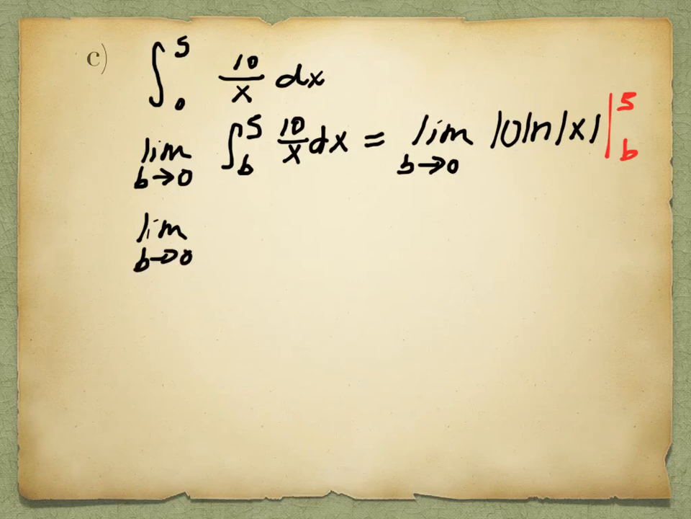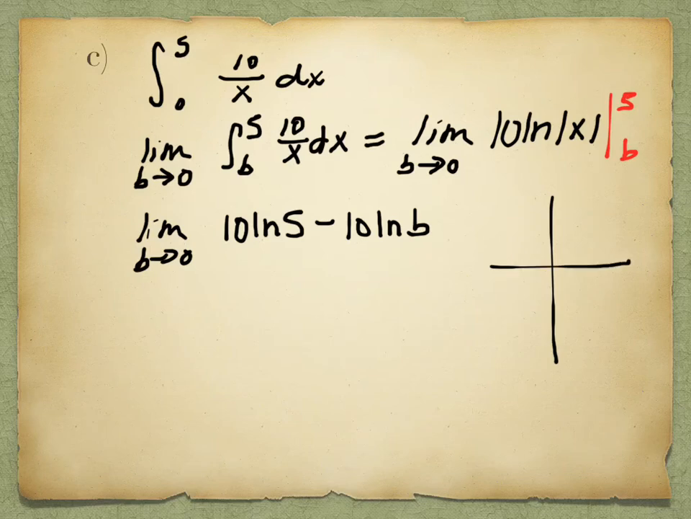All right, so somebody plug 5 in for me. What do you get? Ten natural log 5. Minus what? 10 natural log b. And like I said, we don't really need the absolute values. They're kind of overkill. All right, I already drew a graph of natural log. It looks something like this, right? So what happens when I plug in 0 here?